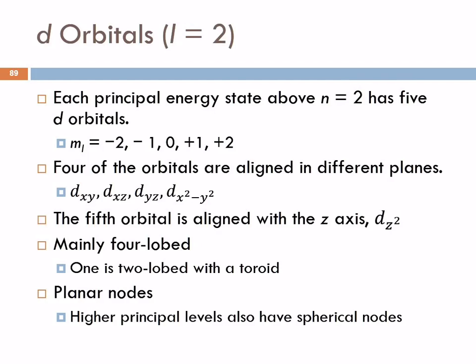The d orbitals, there's 5 in each subshell. You have to get to n equals 3 before you get any d orbitals. And there's 5 of them. 4 of them are going to be aligned in different 3-dimensional planes. And then the 5th one is just along the z-axis. Most of these have 4 lobes. The p orbitals had 2 lobes.